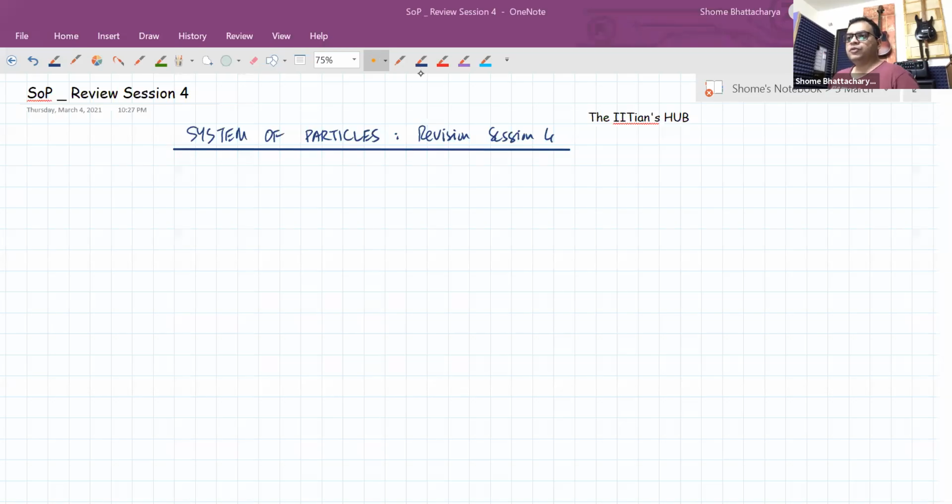So this is session number 4 of system of particles, and we will be exploring the aspect of collisions in a very detailed fashion in today's lecture. Because it's a very important part of this section, as well as important from the point of view of weightage and competitive exams, especially JEE Mains and JEE Advanced. Collisions is a very important part of it. So let's get down to it and understand how we apply the principles of conservation of linear momentum, among other things, in the applications in collisions.